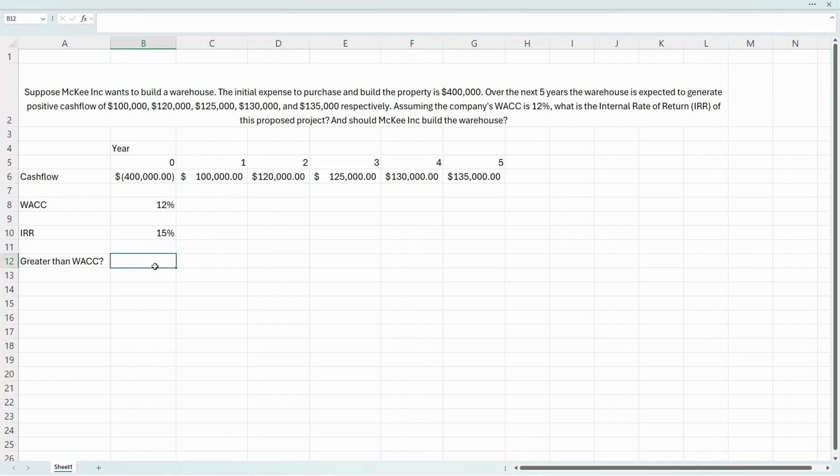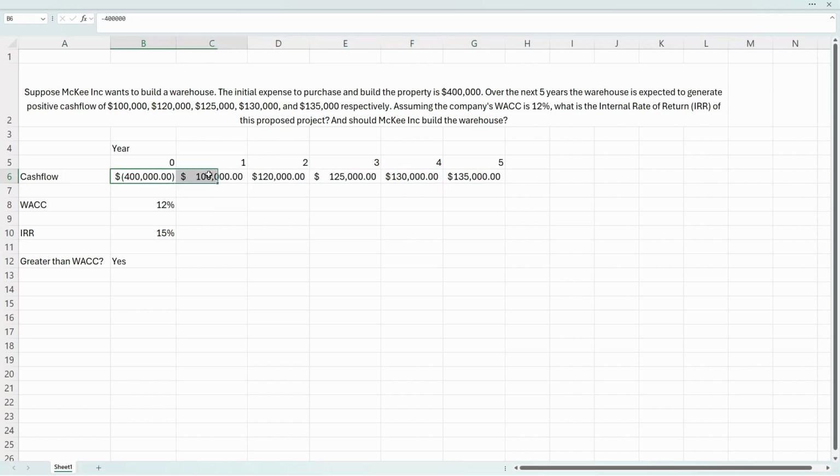Since it is, we would tell the company here, yes, you should build the warehouse. It's going to create value for the company. If the IRR had been less than 12%, then the project would subtract value from my company and I shouldn't build a warehouse.